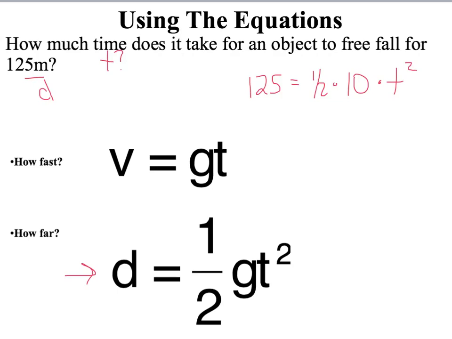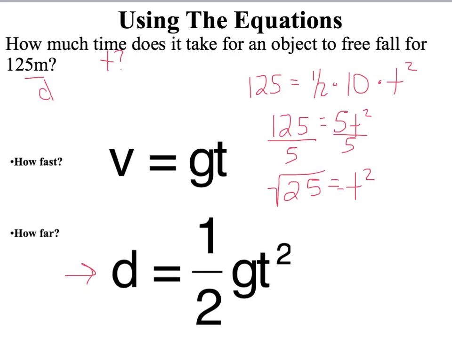Let's simplify these numbers. We can get 125 equals 5t squared. We divide both sides by 5, and then we get 25 equals t squared. Now to unsquare this t, what we have to do is take the square root of both sides. And then what we get is t equals 5. The units for time are going to be seconds.